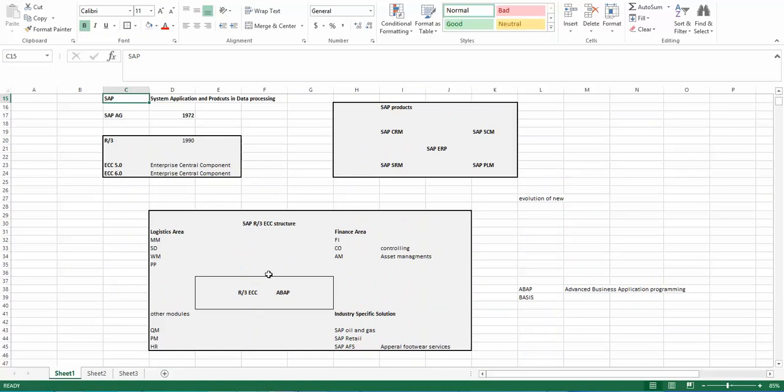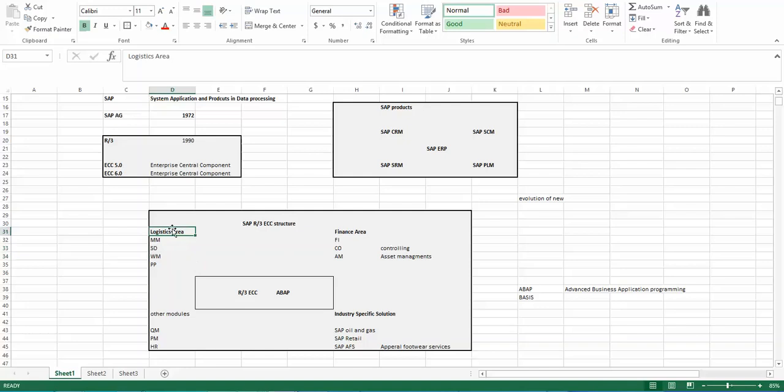So this is how the SAP R3 structure is. The base, the core, is created using a programming language called ABAP, and on this core we have different functional modules which are integrated with each other using the language ABAP. Everything has been coded already, and it's a package which is provided by SAP. It already has all these modules in it. You just need to configure it based upon the client's requirement.